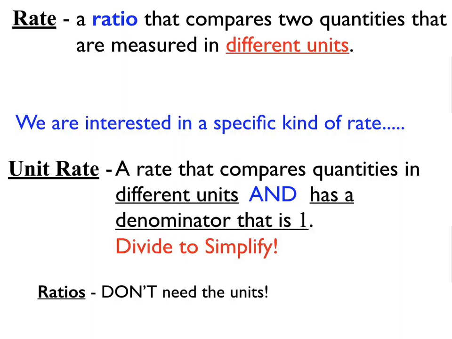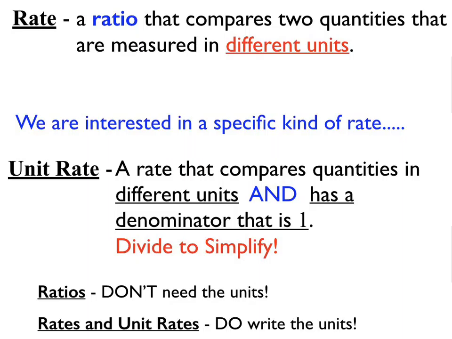So again, ratios, we didn't write the units because they were usually the same thing. But rates and unit rates are a comparison of two different things, so you need to specify which number goes with which thing. So you must label.